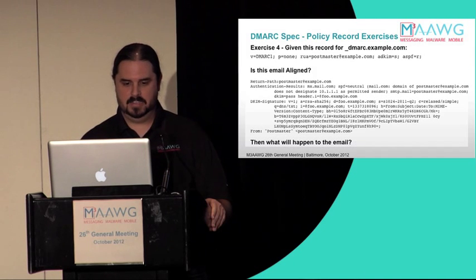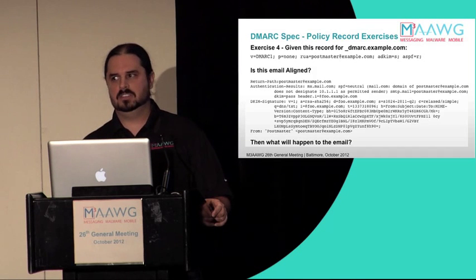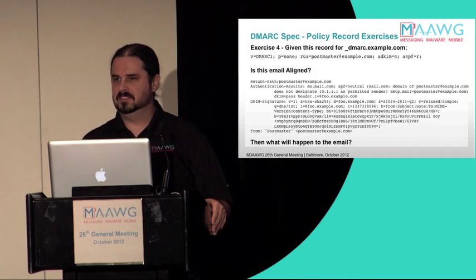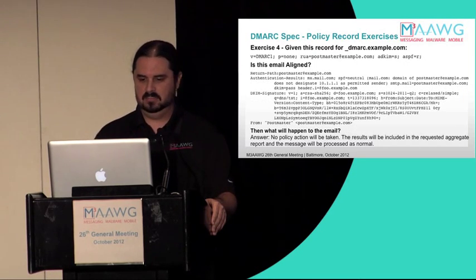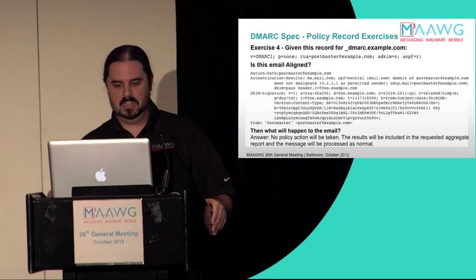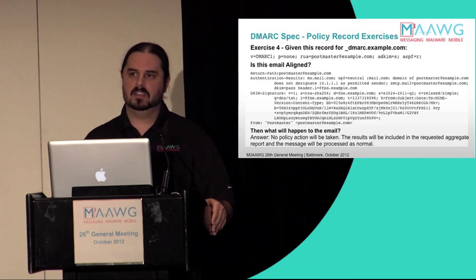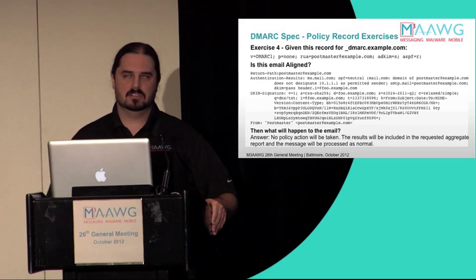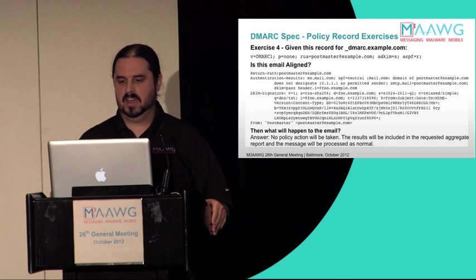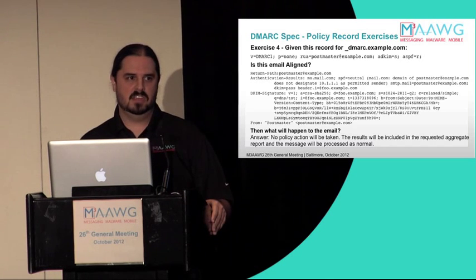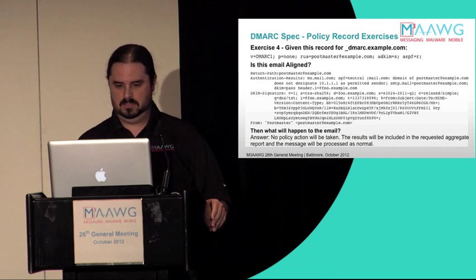So given that this is unaligned, what will actually happen to this email? Where does the buck stop? It'll pass. No policy action will be taken. The results will be included in the requested aggregate report, and the message will be processed as normal. That doesn't necessarily mean that it'll end up in the inbox. There's still local policy, heuristic filters, reputation throttling and filtering, all that other stuff that's going to happen to the email regardless. DMARC has no impact on that. But in this instance, since p=none, no negative action will be taken on this email because of the DMARC result.